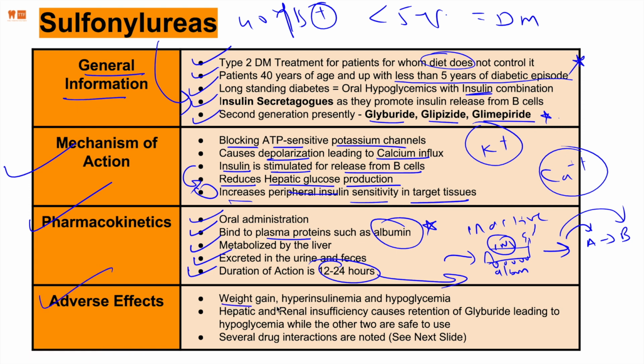Adverse effects: there's weight gain, hyperinsulinemia, because albumin bound, it sticks around from point A to point B, that journey in the blood longer, and of course hypoglycemia because it acts longer. Adverse effects also include hepatic and renal insufficiency causing retention of glyburide, leading to hypoglycemia even more, while the other two are safe to use. So remember, glyburide, bad drug, glipizide, good drug, glimepiride, good drug. But it's because it metabolizes in the liver and is excreted in the urine and feces. That's why we need to be cautious.